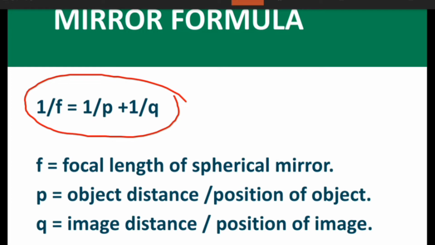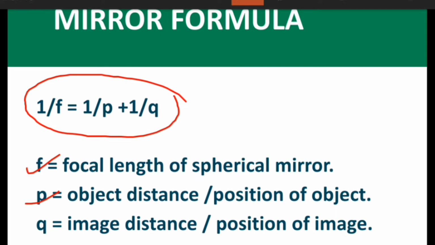Do you know what f is? F is the focal length. And what is focal length? As you have read in the previous class, focal length is the distance from the principal focus to the pole. So it is the distance. What is P? P means object distance.